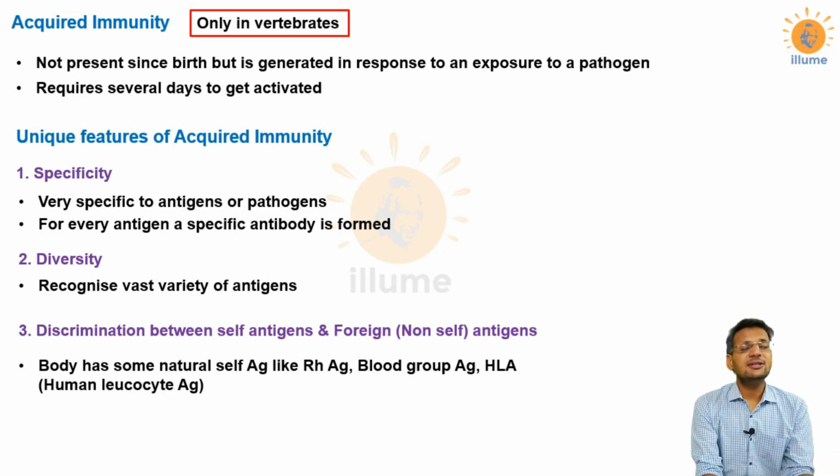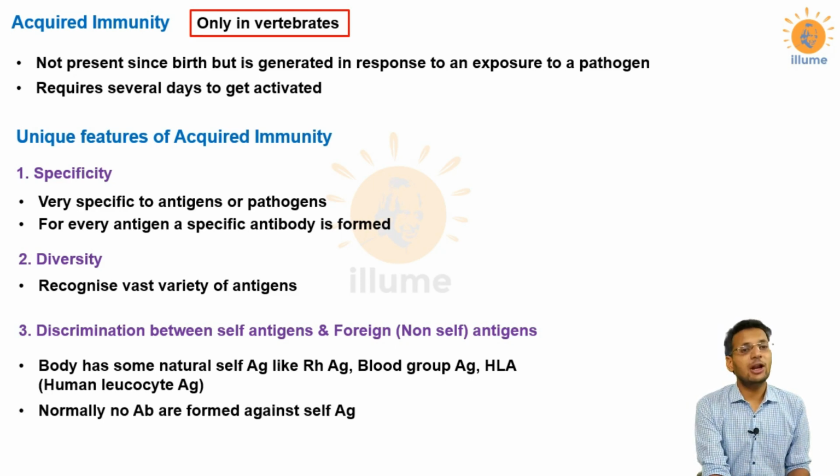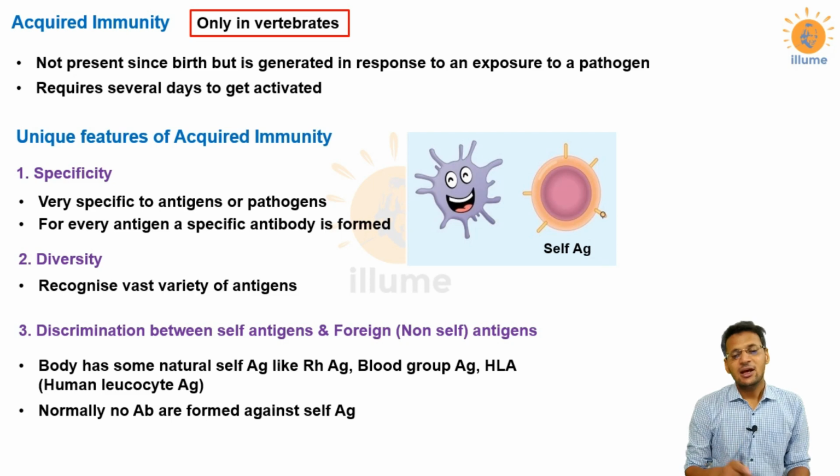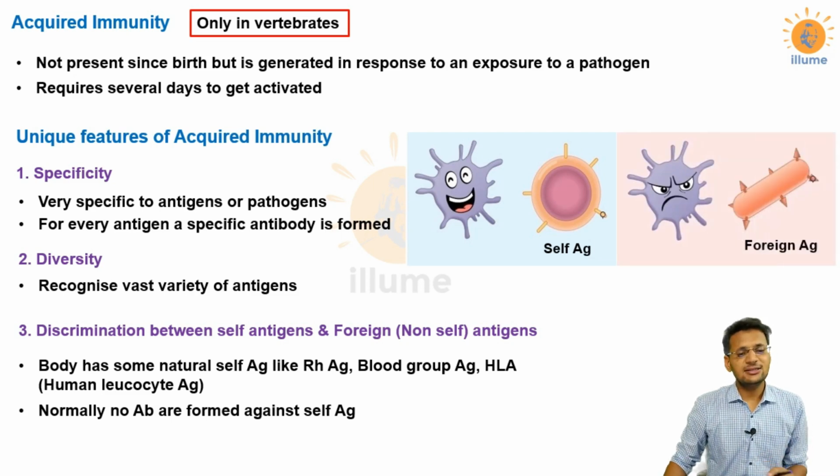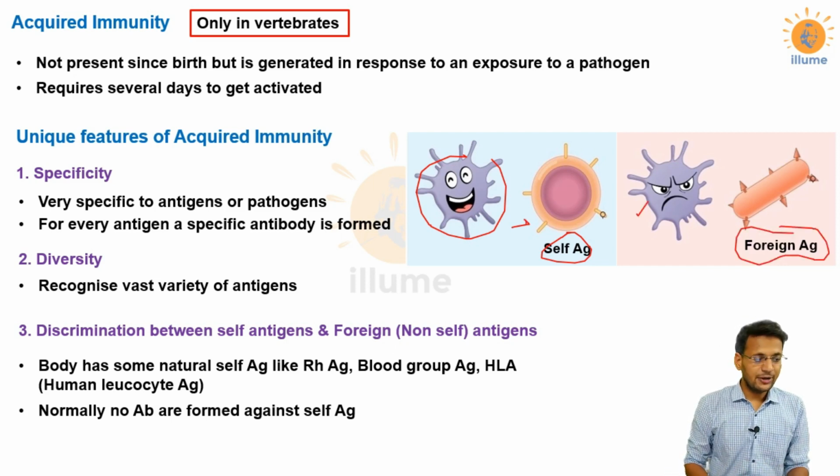So that's why we are saying that your acquired immunity can recognize which antigen is self and which antigen is foreign or non-self, and your body will never produce antibodies against those self antigens. As this picture illustrates, the immune cells live happily with the self antigens, but these immune cells get really angry over any foreign antigen that comes into your body.